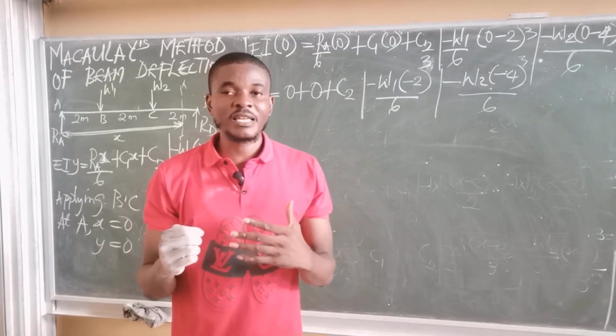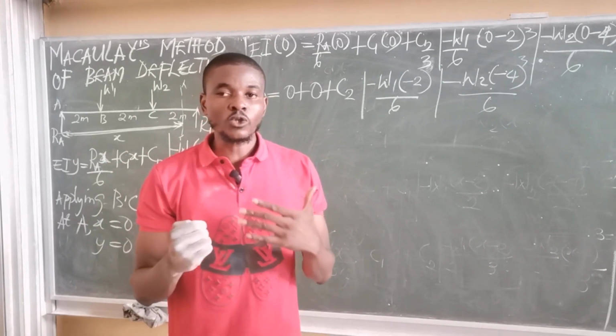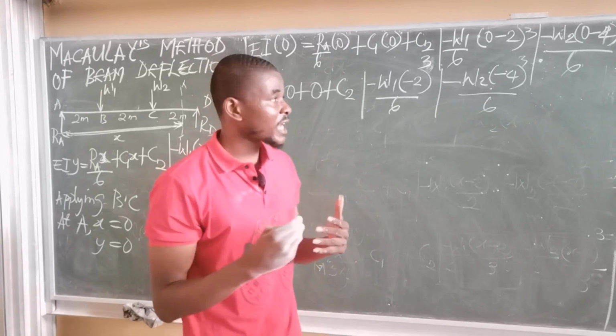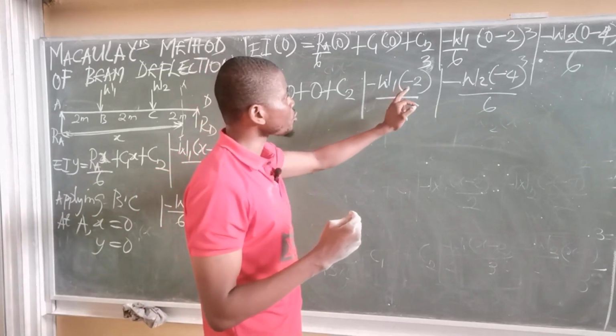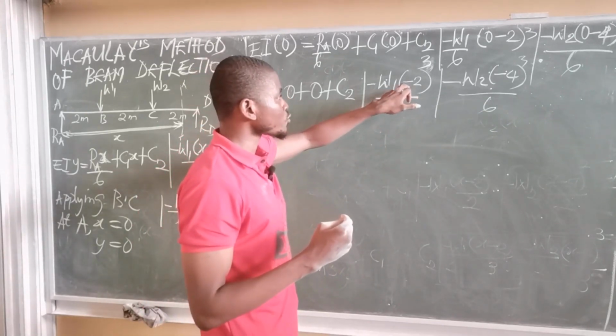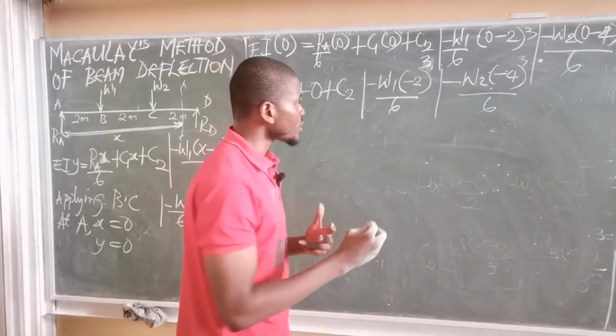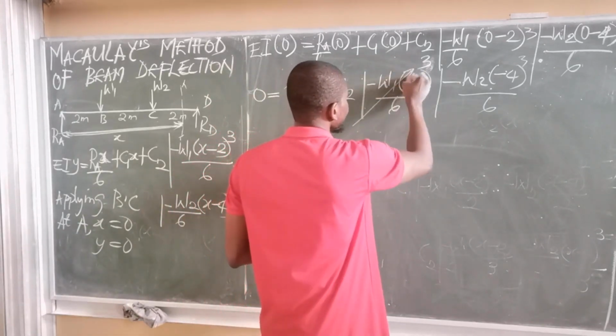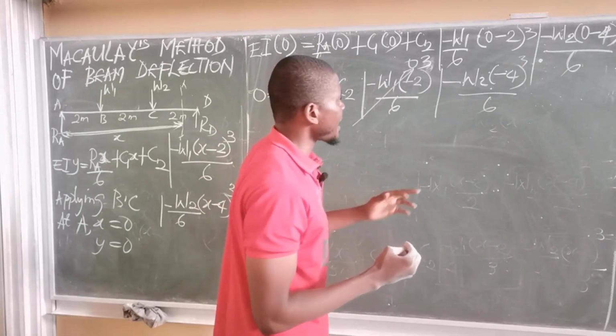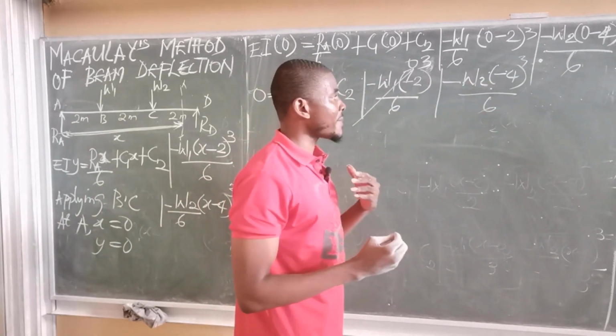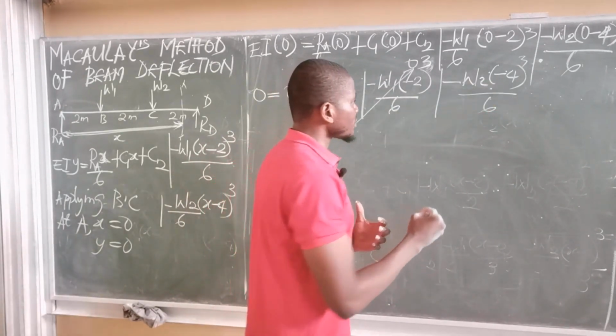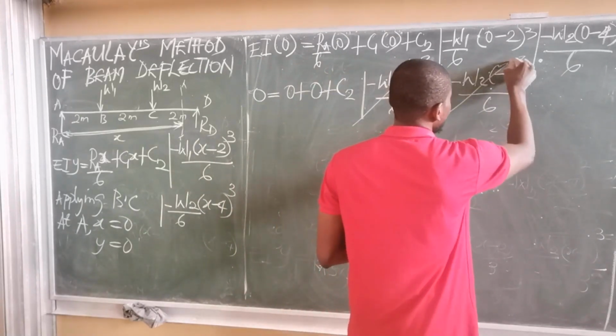In the Macaulay's bracket, every value that is less than 1 automatically becomes 0. If you look at the Macaulay's bracket, I have minus 2 inside this bracket, and of course minus 2 is less than 1, so this will be considered automatically as 0. Same thing here, I have minus 4, and minus 4 is less than 1, so this will be automatically considered as 0.